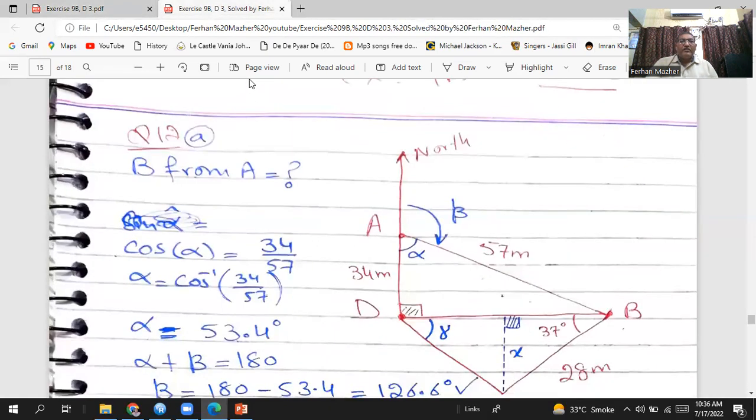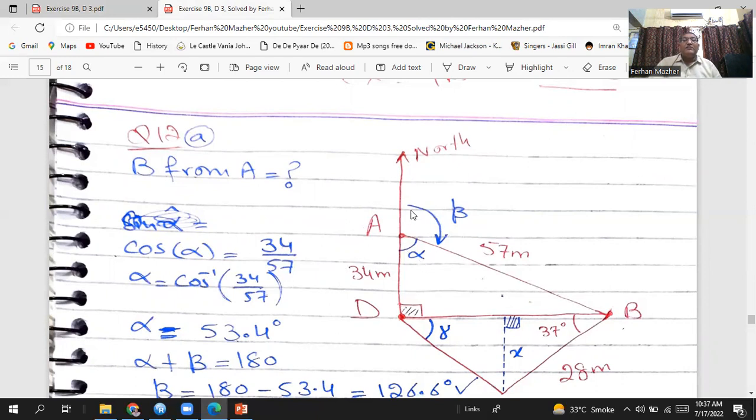So here is the strategy. Let me say this is angle alpha and this is angle beta. That is the bearing of B from A. Because this is the angle inside the right angle triangle, I will use cos alpha equals base by hypotenuse. So alpha will be equal to cos inverse of 34 by 57, press equals, and you get 53.4 degrees. So this angle alpha is 53.4 degrees.